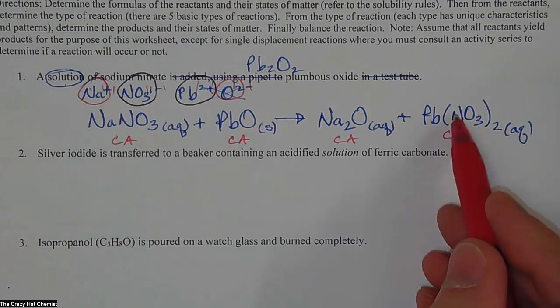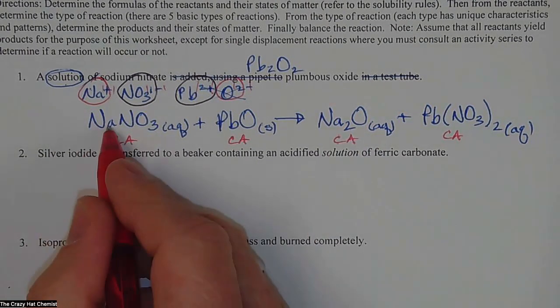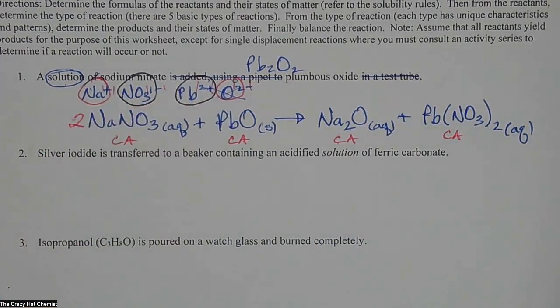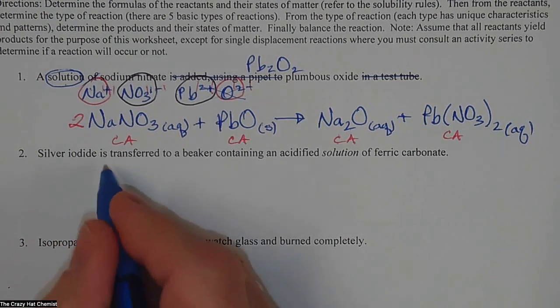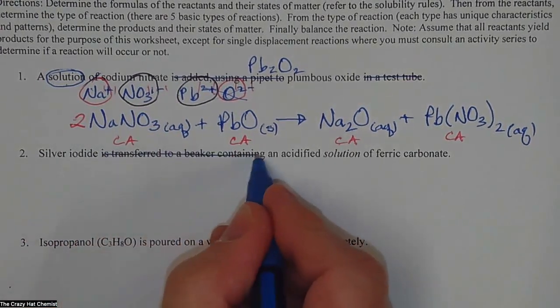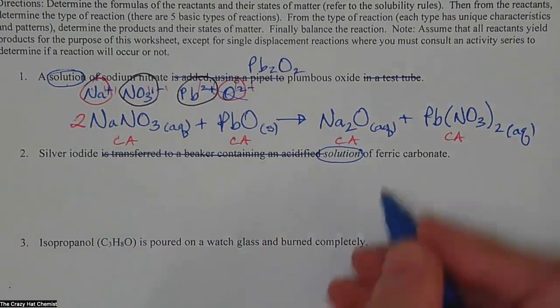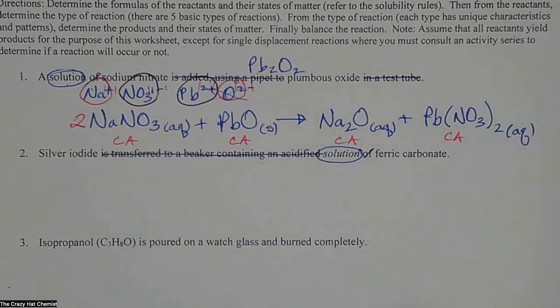It looks like we have two nitrates, two sodiums, and there's one on the reactant side. So I'm going to place a two right there, and bam, that's balanced. Fantastic. All right, let's move to the next one. The next one is silver iodide is transferred to a beaker containing an acidified solution, and it does say solution of ferric carbonate. So silver, that is a periodic trend charge.